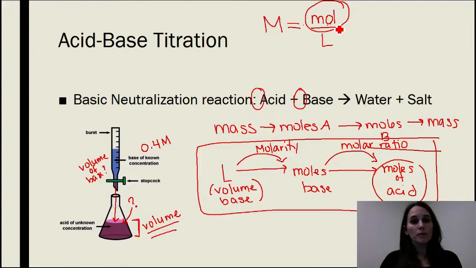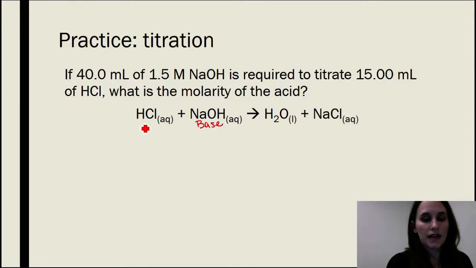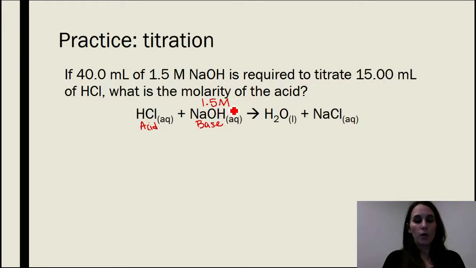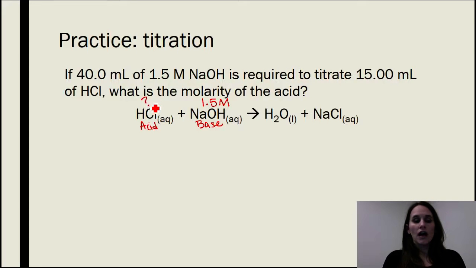So let's look at a problem that's not directly from the lab, because I know you practiced several titration problems in the lab. If 40 milliliters of 1.5 molar sodium hydroxide is required to titrate 15 milliliters of HCl, that's our acid, what is the molarity of the acid? So here's our base, sodium hydroxide, and here's our acid. We know the concentration of the base; it's provided in the problem, 1.5 moles per liter. The question is, what's the concentration of our acid?